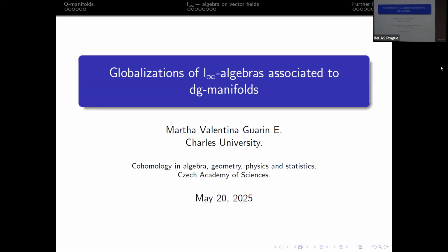So the purpose of this talk is to explain two L-infinity structures on the space of vector fields on a Q-manifold. I have divided this talk in three parts.